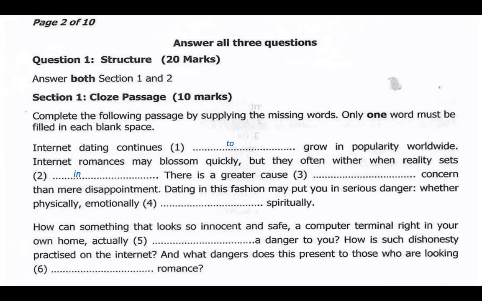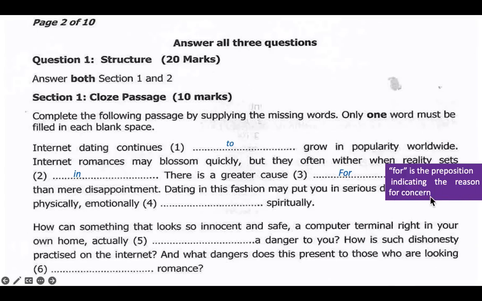If we look at it, "for" is a preposition that gives a reason for concern. Okay, so here we have a reason. What reason? There is a reason for concern. So there is a greater cause for concern because people will be worried if we look at when the internet basically begins to blossom quickly, it will start causing greater concern. There is a greater cause for concern than mere disappointment.